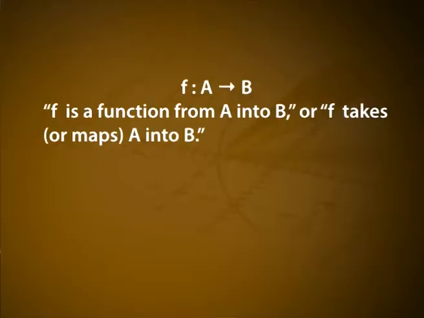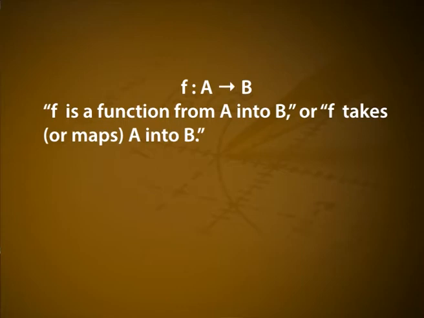Let us recall the definition of a function. Suppose that to each element of a set A, we assign a unique element of a set B. The collection of such assignments is called a function from A to B. The set A is called the domain of the function and the set B is called the target set or codomain. Functions are ordinarily denoted by symbols. For example, let f denote a function from A into B, then we write f: A → B, which is read as f is a function from A into B, or f takes or maps A into B.